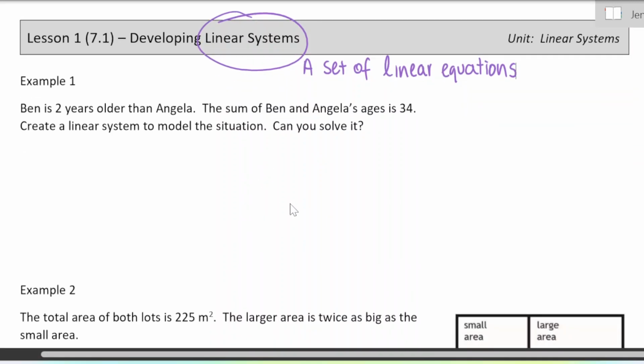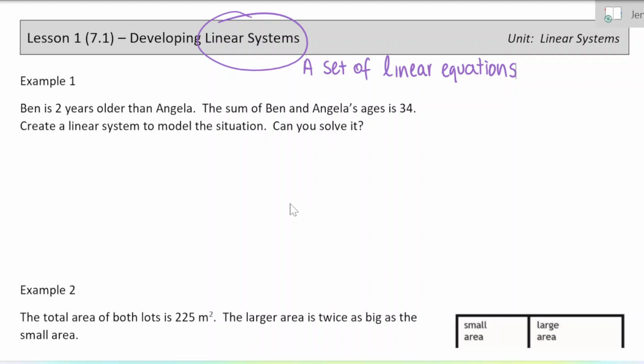Okay, so I have 3 word problems for us to go through. We're going to practice setting up these linear systems. In each of these problems we're going to have 2 linear equations, so for a linear system.